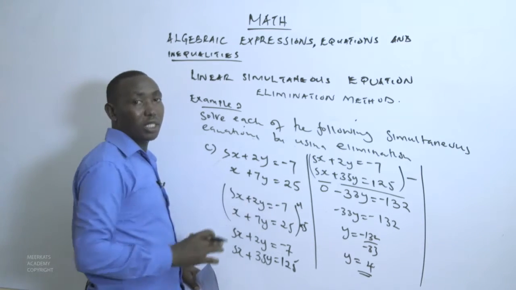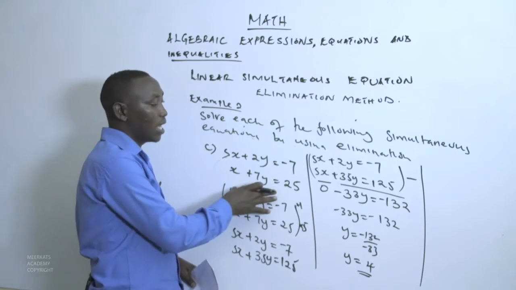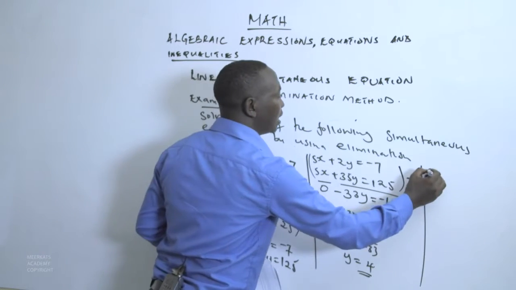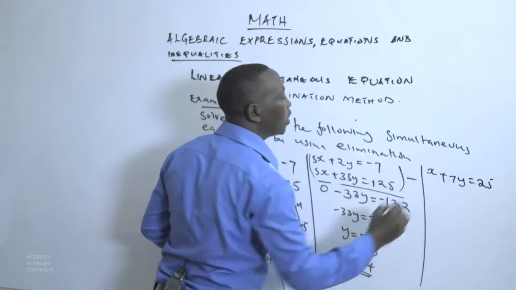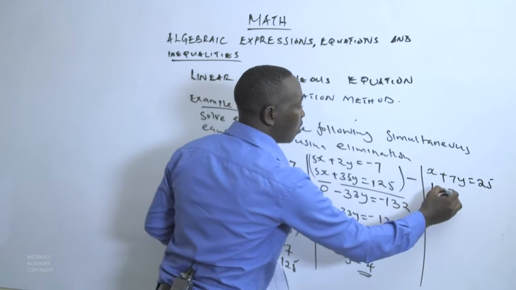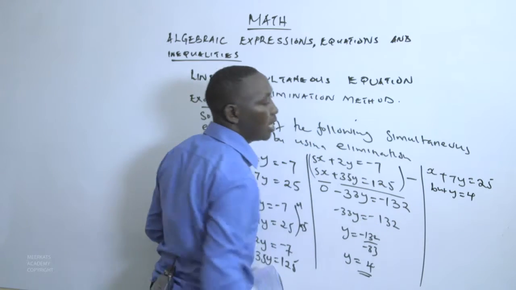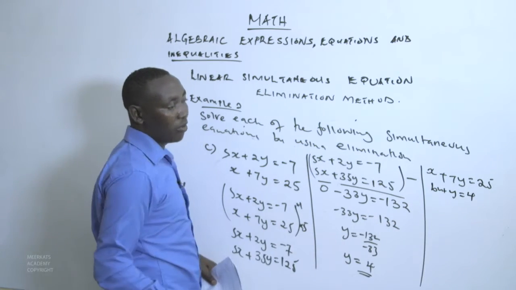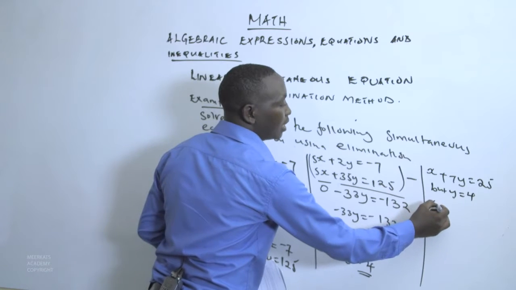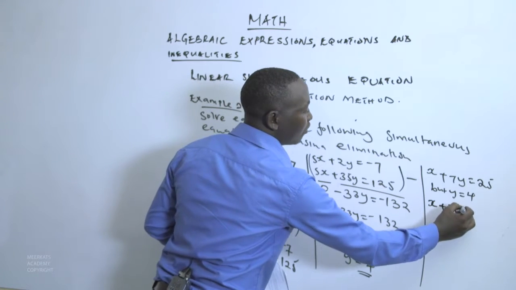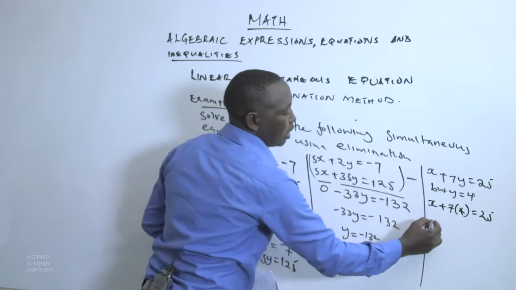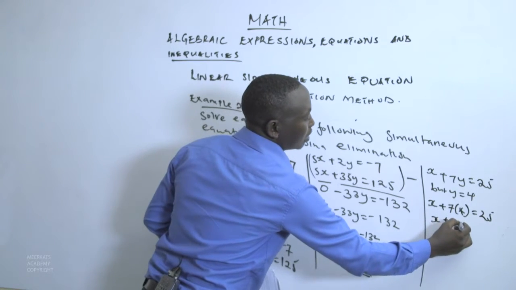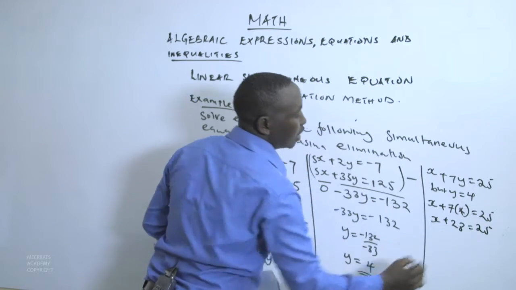Let us substitute it in the second equation, where we are told that x plus 7y is equal to 25. But y, we have found out, is 4. So when you substitute, you'll get x plus 7 multiplied by 4 is equal to 25. This will give us x plus 28 is equal to 25.